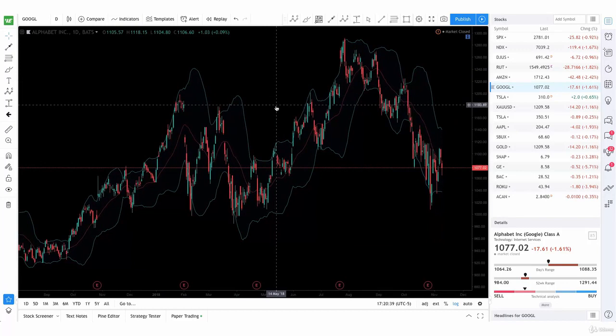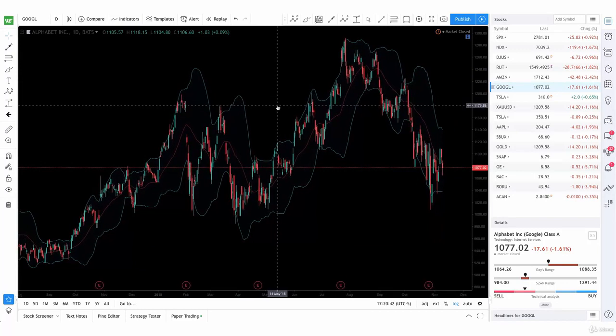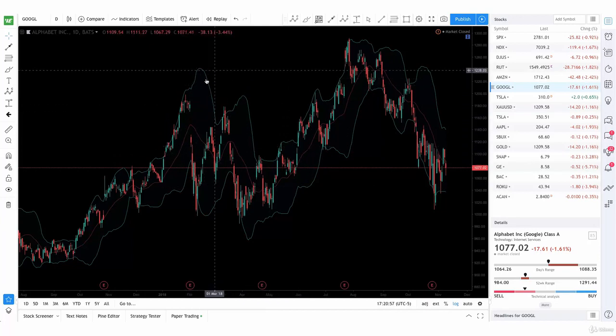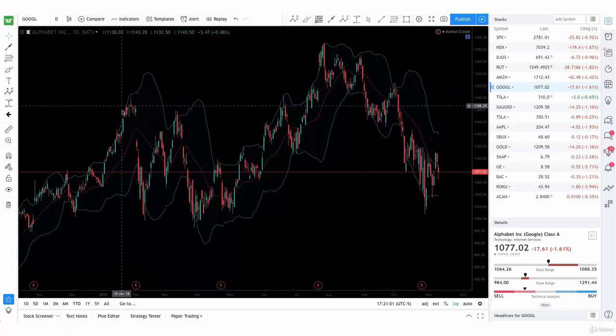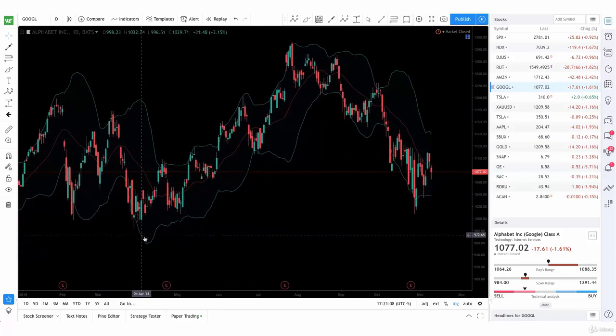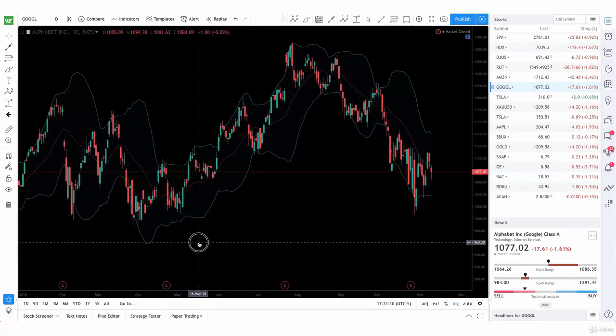And what this means is this is going to be a set of lines plotted with two standard deviations, positively and negatively, away from a simple moving average. So the simple moving average is the middle one right here, this pink line. And then you have the top line and the bottom. Anything that gets close to this top line is considered overbought, and anything that gets close to the bottom line is considered oversold.